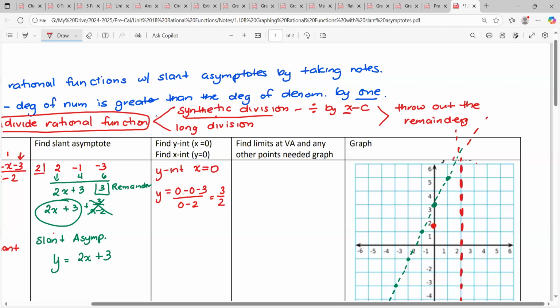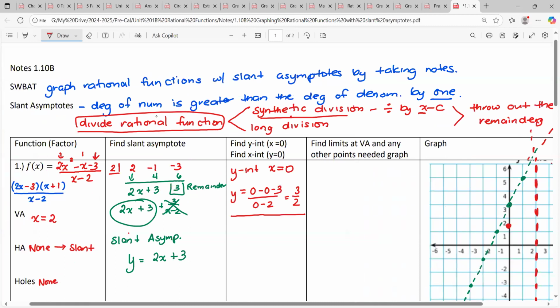Okay, let's see if we can get more points to figure it out. My x-intercept is when y is equal to 0. If y is equal to 0, that means the numerator has to equal 0. That's the only way I can get a 0 when I divide, right? So what's my numerator? I would take the factored one because that's going to be easier to solve.